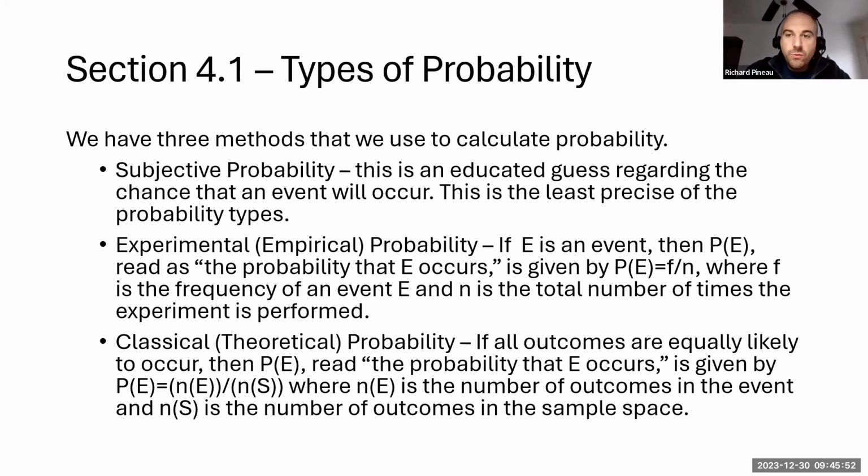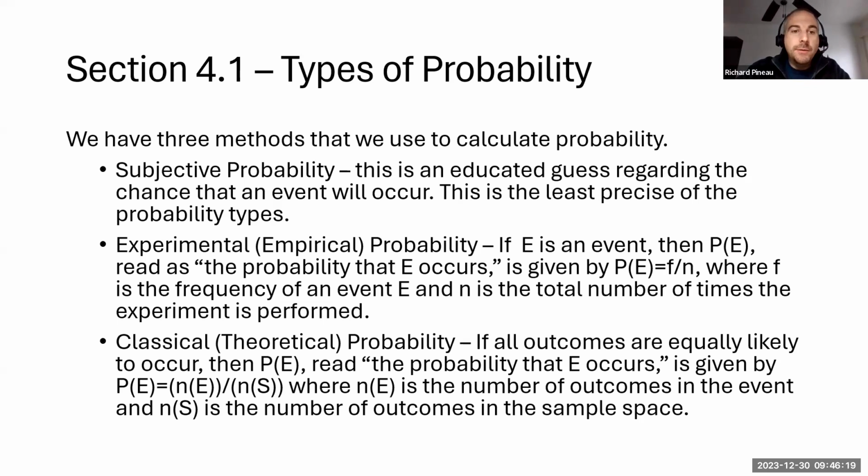And this is where we have instead that the probability that E occurs is equal to the number of outcomes in the event, N of E, over the total number of outcomes in the sample space, N of S. This is generally the one that everyone is used to. So the easiest example would be a coin toss. Okay, how many outcomes are there in the sample space? There should be two, heads and tails. So that is our denominator. That's our N of S.